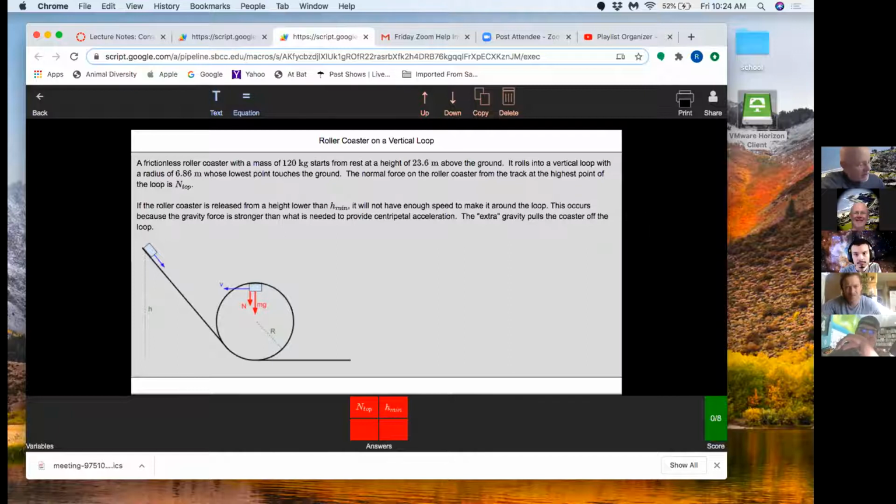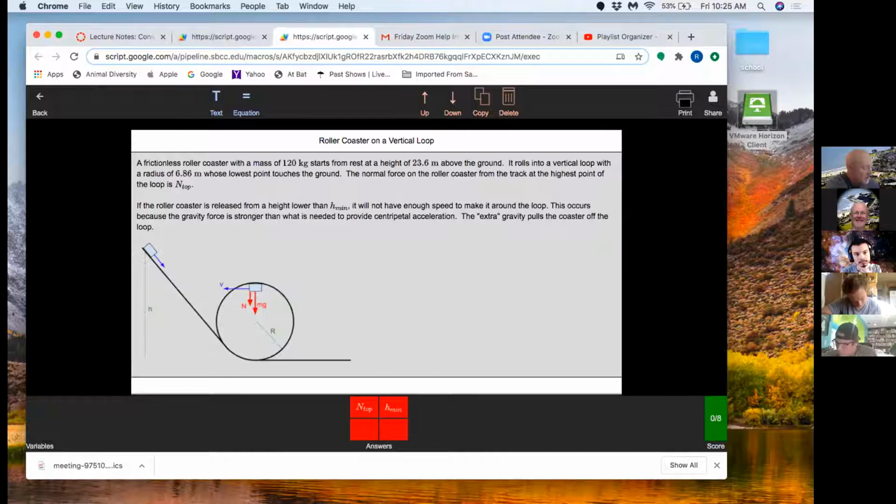And so starting from rest means initial velocity is 0. The height is 23.6 meters above the ground. It rolls into a vertical loop that has a radius, and so R equals 6.86 meters, whose lowest point is at the ground. The normal force on the roller coaster from the track at the highest point is, and so N sub top. Okay, if the roller coaster is released from a lower spot, so that must be one question, and then we're going to another question here. It's sort of a two-part question.